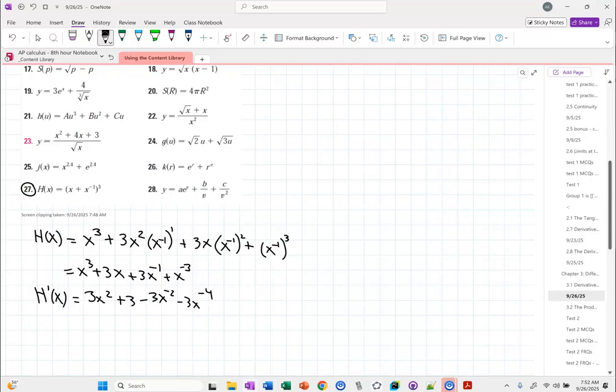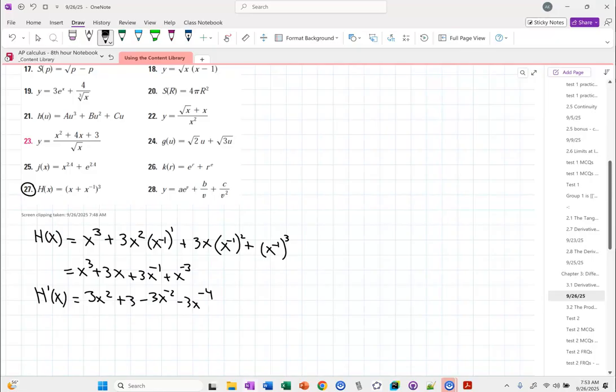Yes? So if I find a derivative of something and it's in parentheses, not just one thing, does that mean we have to FOIL it and we can't just bring the exponent forward? Correct, because what you have here is the composition of two things, right?